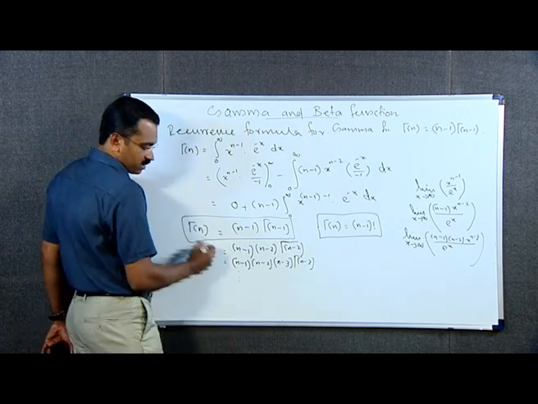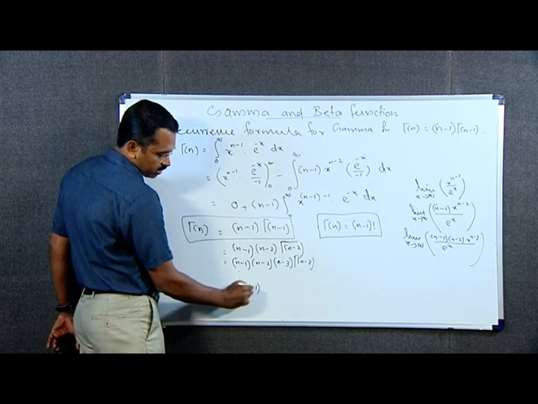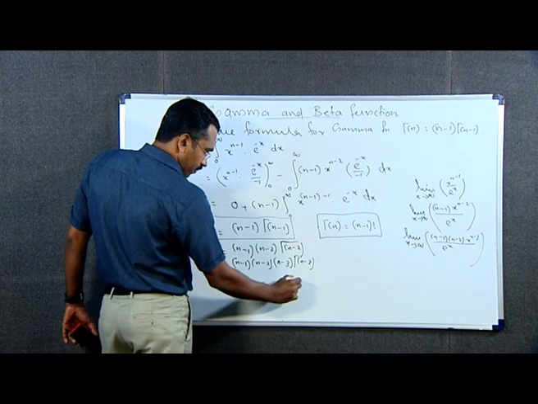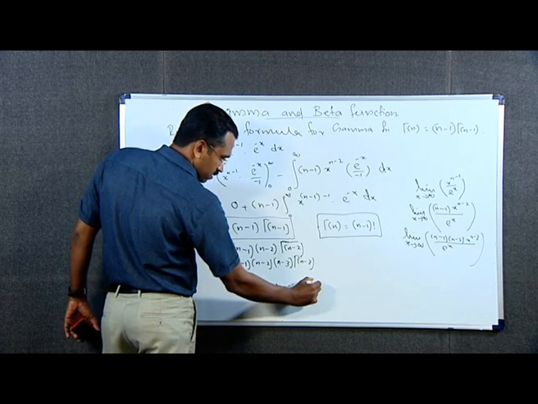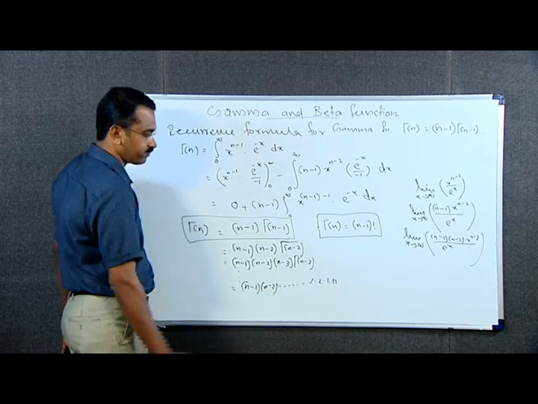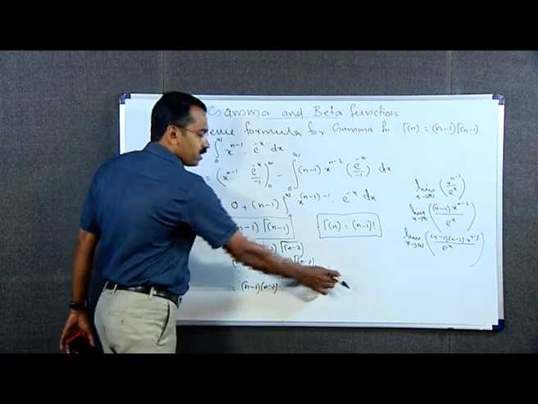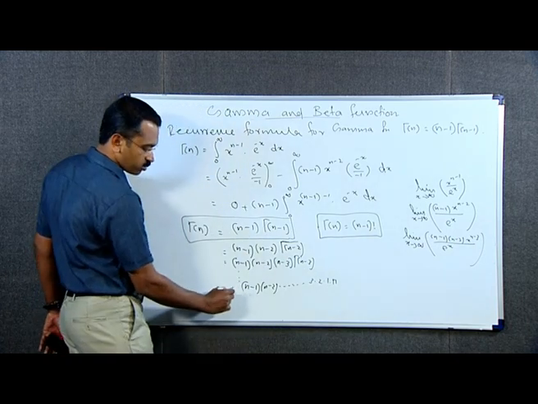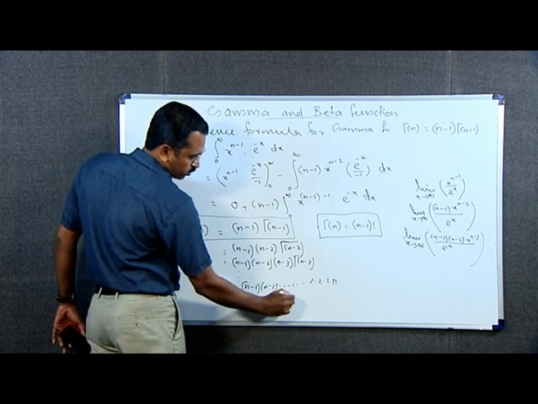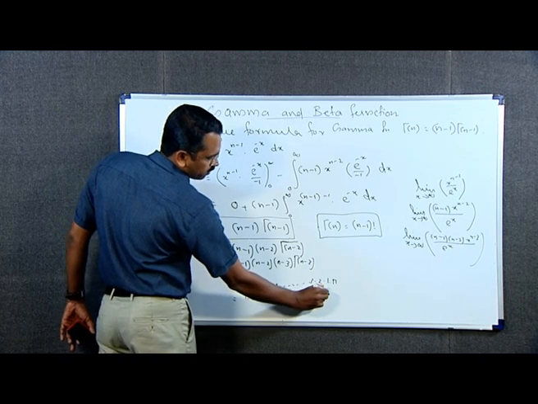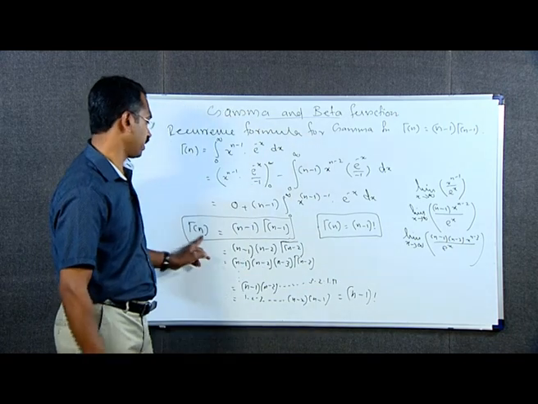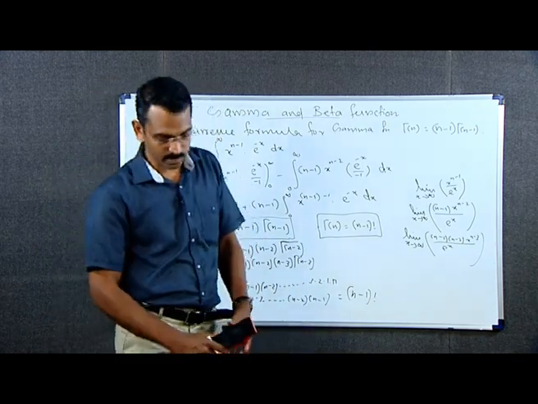Proceeding like this, we get gamma n as n minus 1 into n minus 2 into and so on. The last is 2 into 1 into gamma 1. But gamma 1 is 1, therefore this is equal to 1 into 2 into 3 into 4 and so on up to n minus 1, that is n minus 1 factorial. Gamma n is equal to n minus 1 factorial.